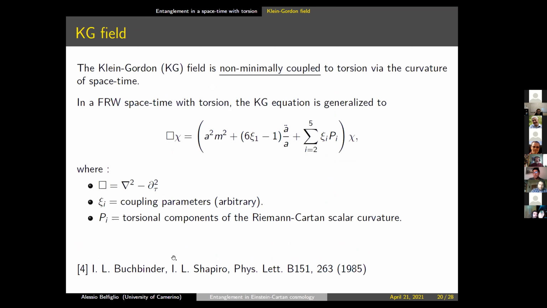And it has been shown that the most general form for a non-minimal coupling between torsion and the scalar field has this form, where there are 5 arbitrary coupling parameters. While these terms are the torsional components of the Riemann-Cartan curvature, because in this case, the curvature can be written as the sum of 5 terms. The first one is the Riemann scalar curvature, and the others are torsional components that I've introduced here.